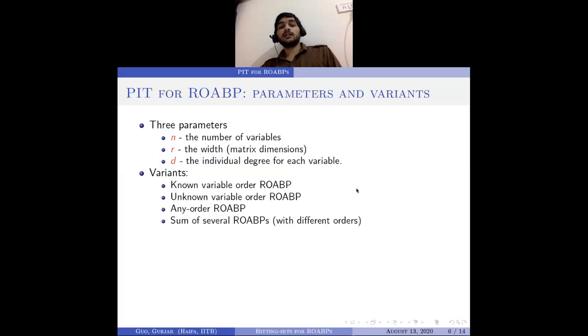Lastly, there is this model of sum of several ROEPs with different possible orders. Just to be clear, the weakest model here is any order ROEP. Then the second weakest is known variable order, and then the unknown variable order. And for sums of several ROVPs, again, you can talk about variable ordering known or unknown, but let's not go into that.